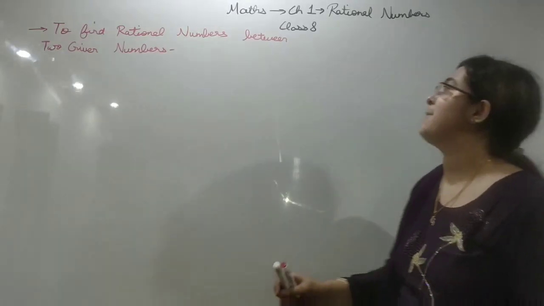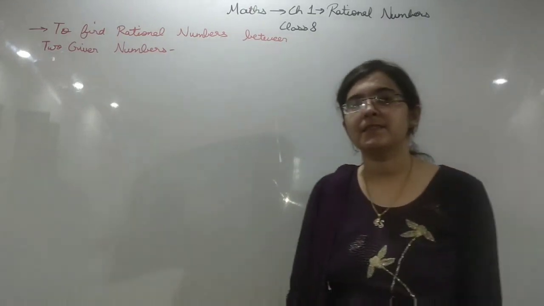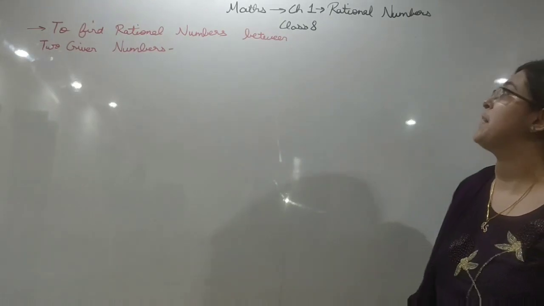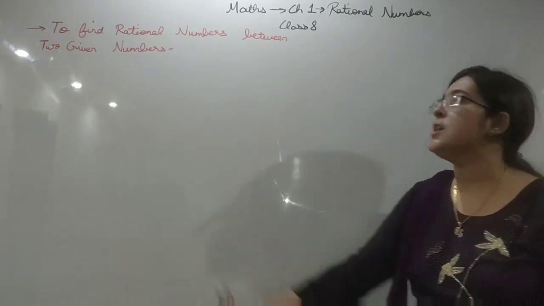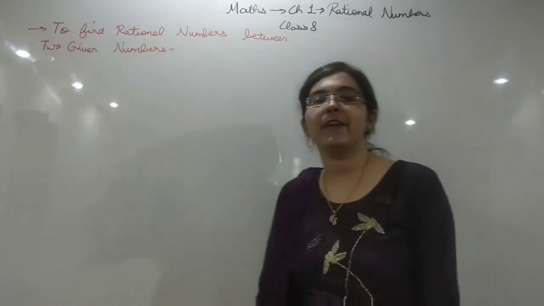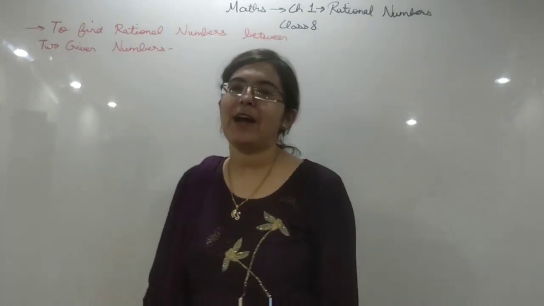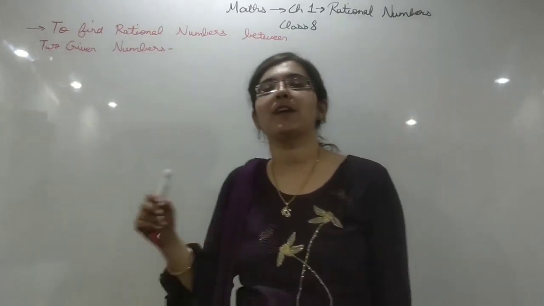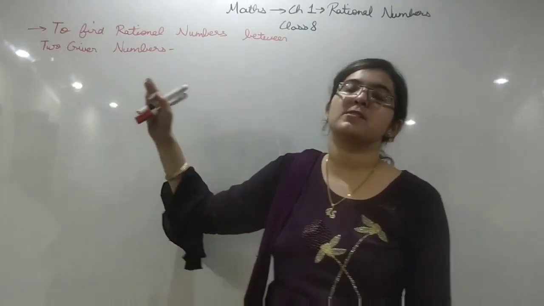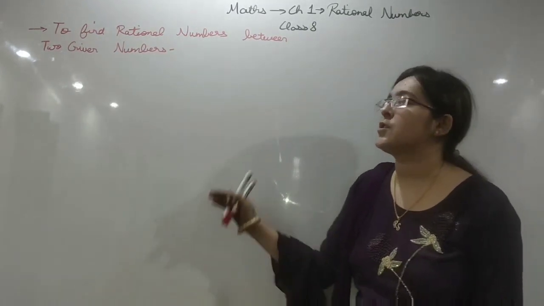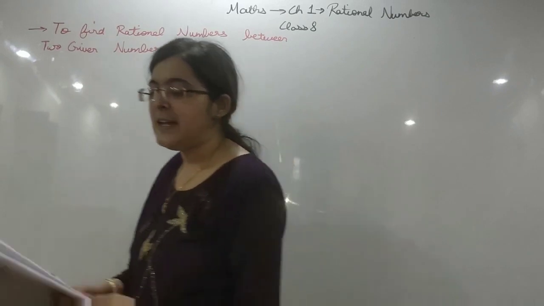Students, we were doing chapter 1, rational numbers. Today we will start a new topic, your last topic of rational numbers, which is to find rational numbers between two given numbers. This topic is also very important from your exam point of view, students. So understand it carefully. Let's start.